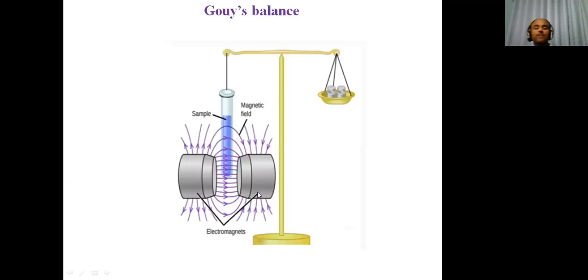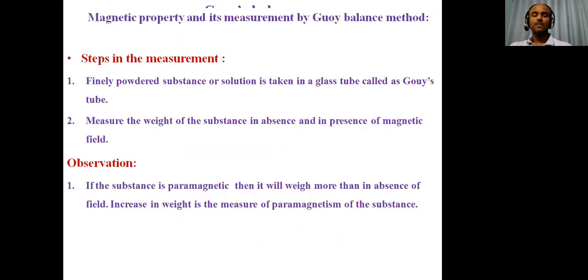And the reverse thing happens if the substance present in this sample tube is diamagnetic. If the substance is diamagnetic, then it is repelled by the external magnetic field, and this pan goes downward and this pan moves upward. Now to balance again, we must remove some weight from this pan. In this way, the weight of the substance decreases. So a decrease in weight indicates that the substance is diamagnetic. In this way, the Gauss balance method works. It is a very simple method for measurement of magnetic property.